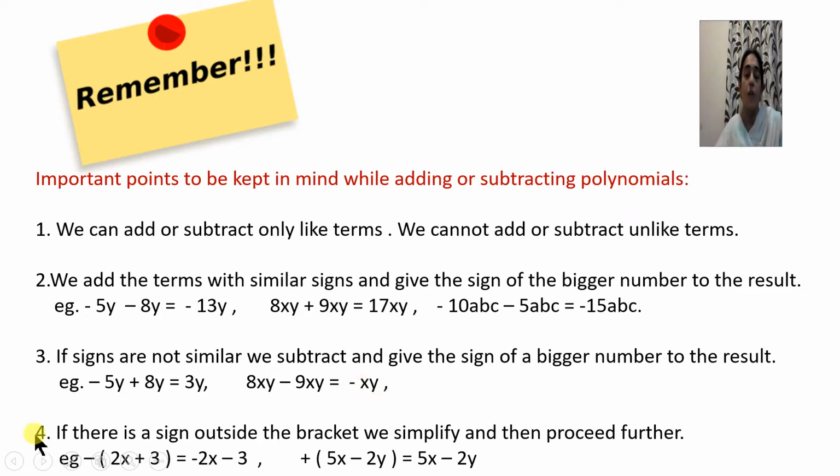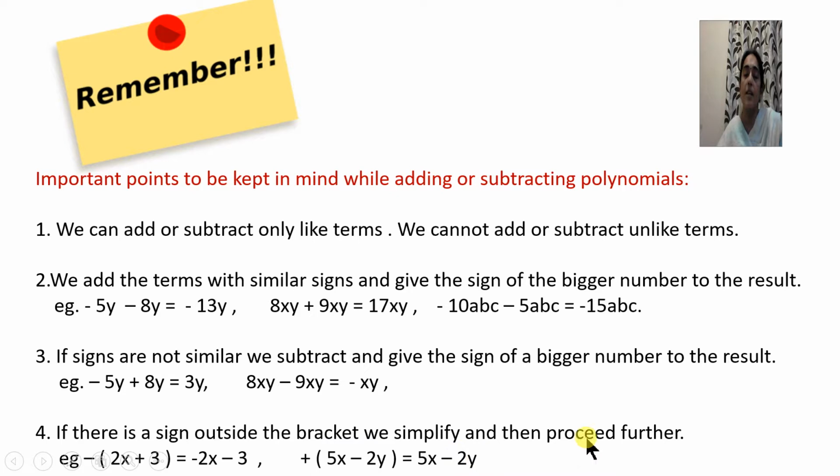Now, if there is a sign outside the bracket, we first simplify that and then proceed further. Like if there is a sign outside negative, so I will remove the brackets first. So I will get minus 2x minus 3. Here, when there is a positive sign outside the bracket, the signs of the terms inside the bracket will not change. They will remain as it is.